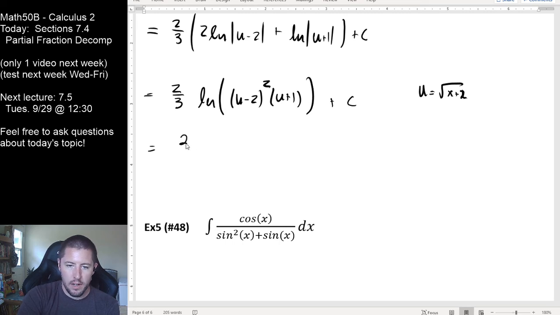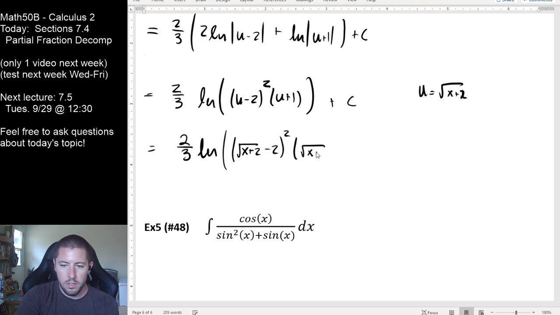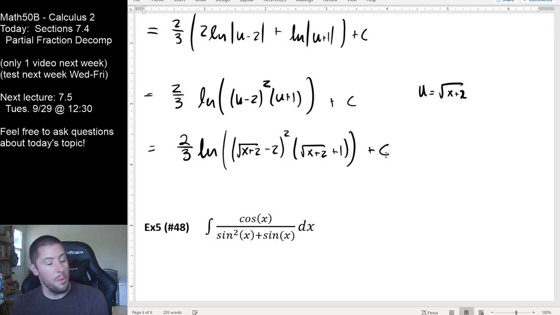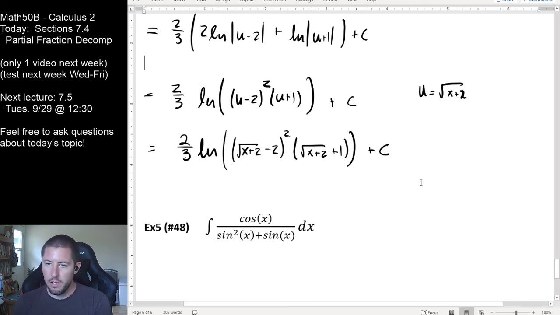If we wanted to, right here. So maybe 2/3 natural log of, and we're getting here, (root x plus 2 minus 2) squared times (root x plus 2 plus 1) plus C for that good final answer right there. I'm assuming our back of the book probably gives it in that format, a solutions manual that's out there. Right. So remember to get back into Xland.